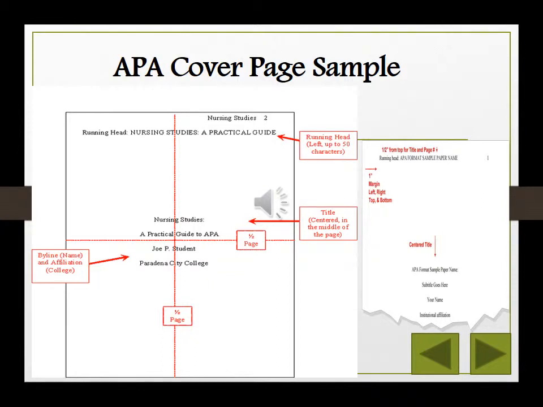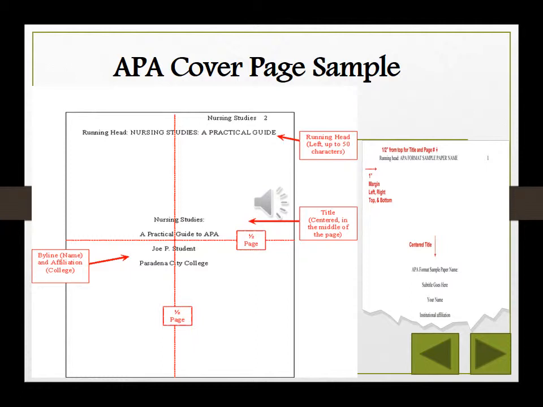So let's take a look at an example of a cover page. This is a cover page sample. There's two examples. To the far left, you'll notice that there is a page divided into 4 parts. So let's start at the top. The very first line says Nursing Studies 2. This is the actual name of the course. Then right beneath that is the running head. And you'll actually type running head in that area starting from the left. You'll then type the name of the paper, Nursing Studies, A Practical Guide.